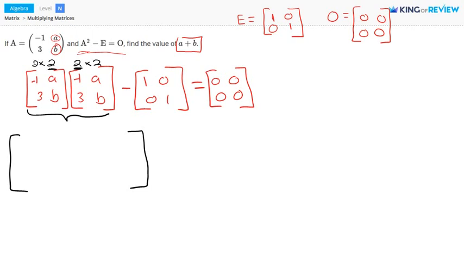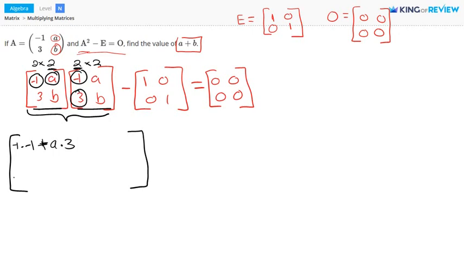So let's set up the math for this product. When you multiply matrices together, you multiply corresponding entries in the first row of the first matrix times the entries in the first column of the second matrix, and then add those products together. So let's set that up. We have negative 1 times negative 1 plus a times 3. That's our first entry. For the remaining entries, we're going to follow in the same fashion.